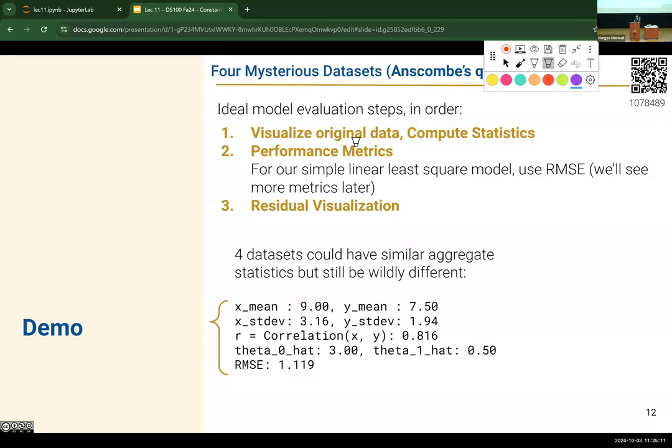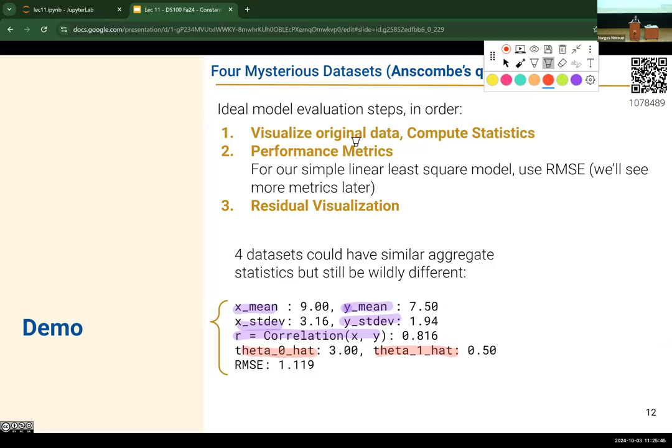With all of these 4 data sets, the average of X, the average of Y, the standard deviation for X and Y, and the correlations are exactly the same, but the data sets are different. So we're going to take a look at what the data set is exactly. And because our standard deviation, mean, and all of those things are the same, theta 0 hat and theta 1 hat are going to be the same, meaning that the same line is supposed to pass through and model all 4 of these data sets.